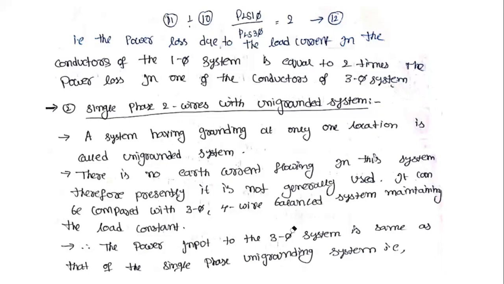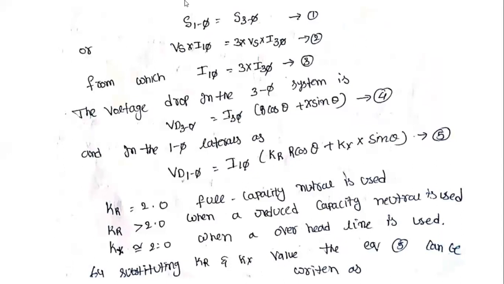Therefore, the power input to the 3-phase system is the same as that of a single phase uni-grounded system. We can observe this in equation number 1. Therefore, the power input for the single phase system is equal to the power input for the 3-phase system. What is the formula for the power of a single phase system? That is V into I.